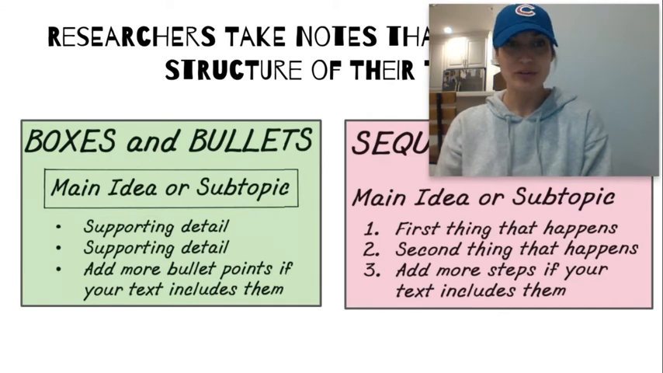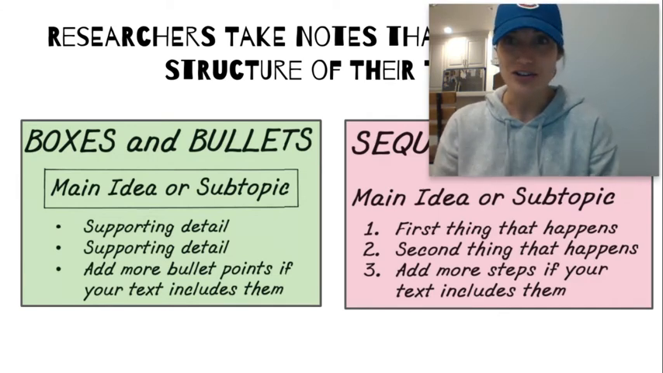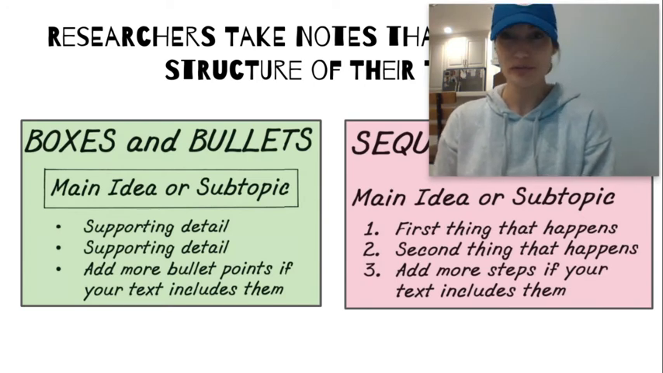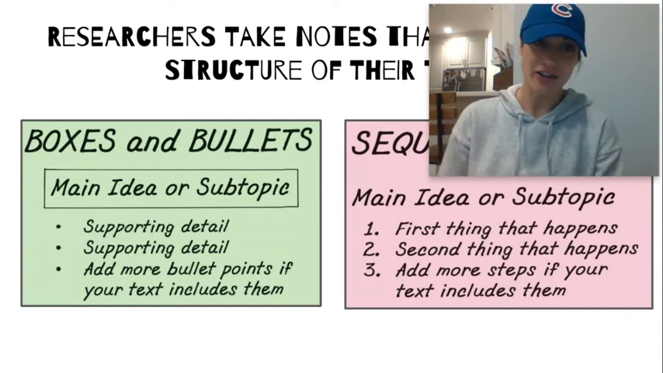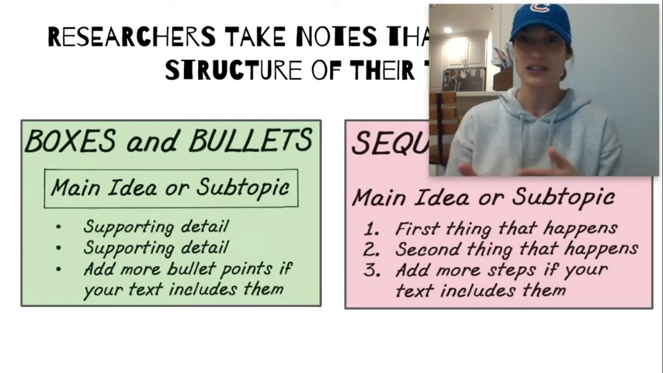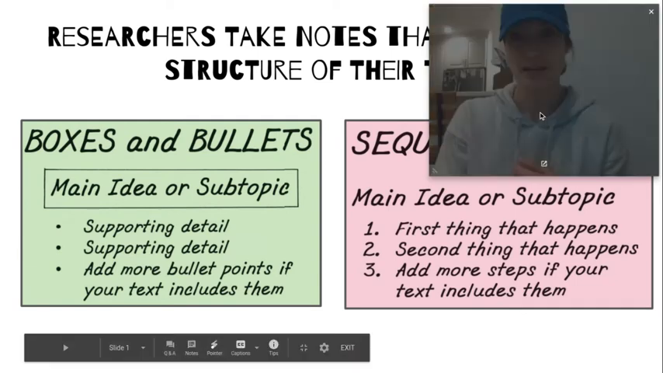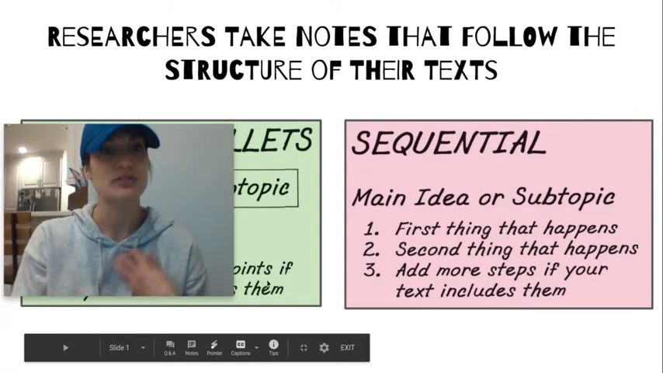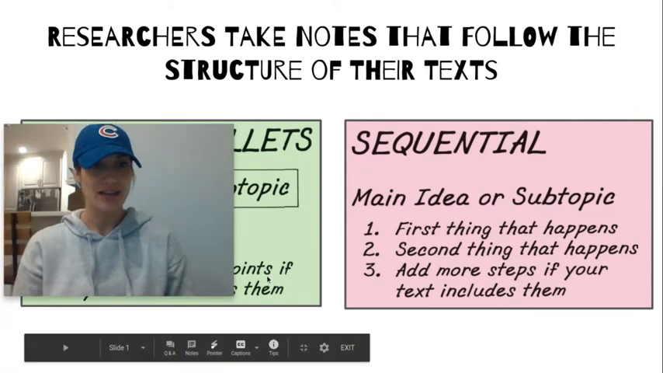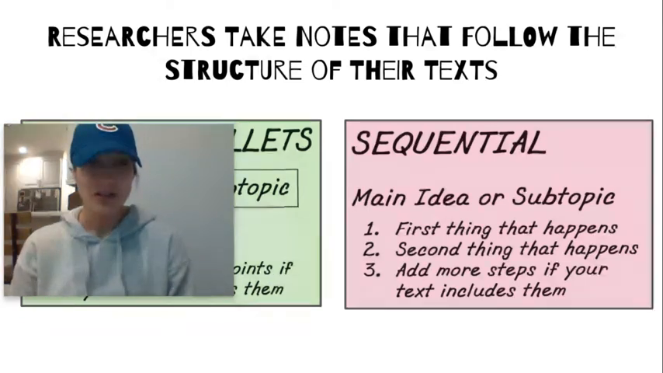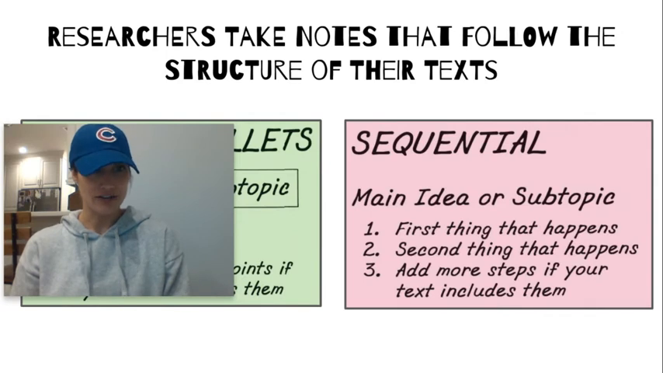So as you know, we've been learning a lot about text structures and how researchers need to follow when they take notes. It helps them to follow the text structure that the author does. So far we learned about two different text structures, boxes and bullets, which is the same thing as main idea and supporting details, and then also sequential, which is like steps or the order and sequence of something. So today we're going to be doing a little extra practice of the sequential text structure.